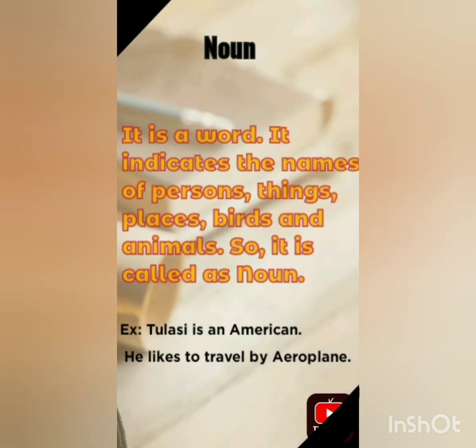Noun is a word. It indicates the names of persons, things, places, birds, and animals. So it is called a noun. For example, Tulasi is an American. In this sentence, Tulasi is a person's name. So Tulasi is a noun.